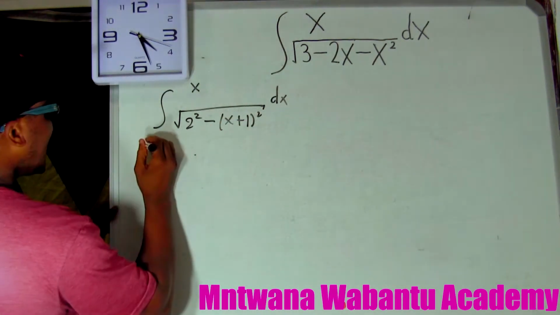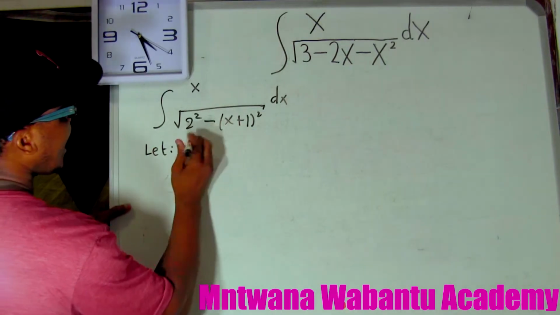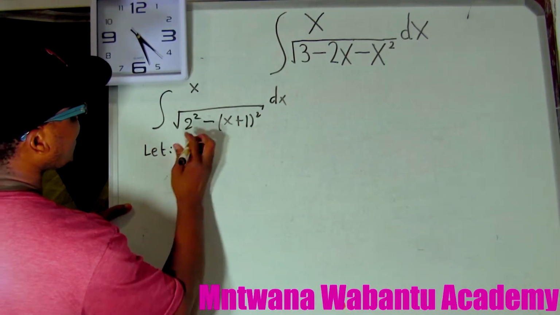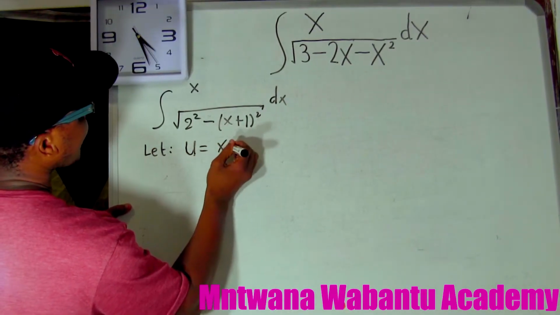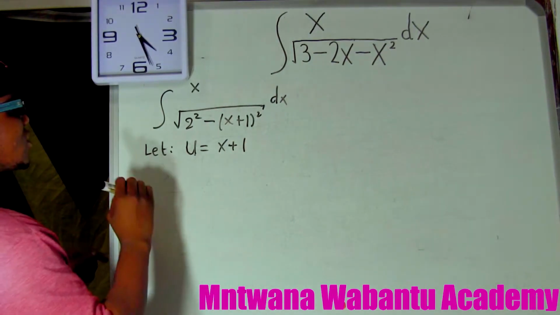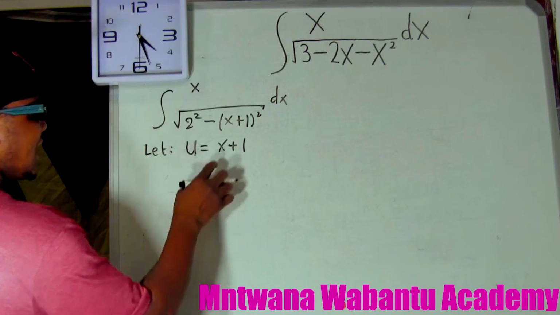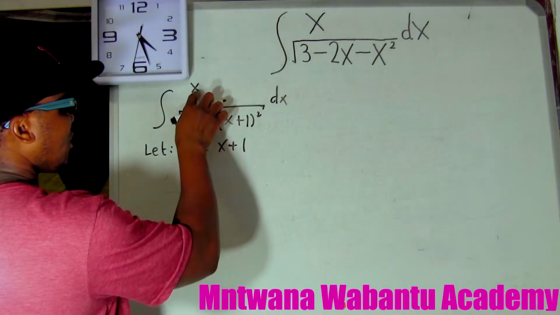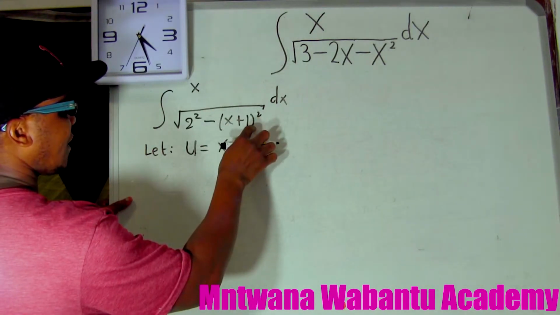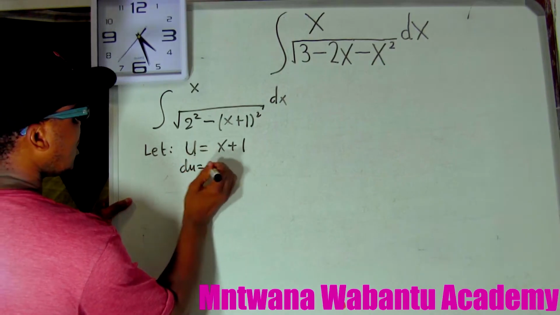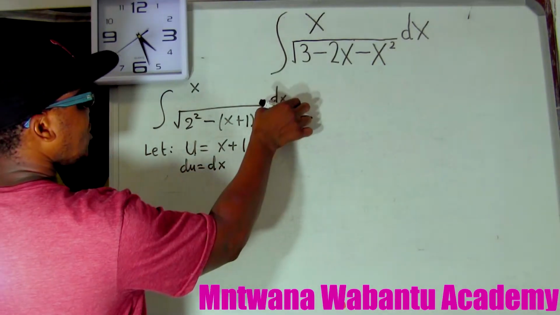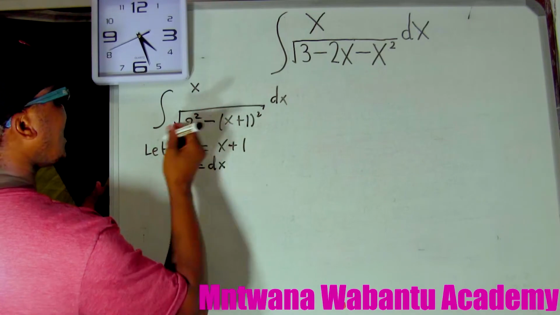So I'm going to say let u equal x plus 1. So this x plus 1 is going to become u. And then what about the x on top? Because this u is going to come here. And then du equals dx, so dx is going to become du. Now let's substitute.